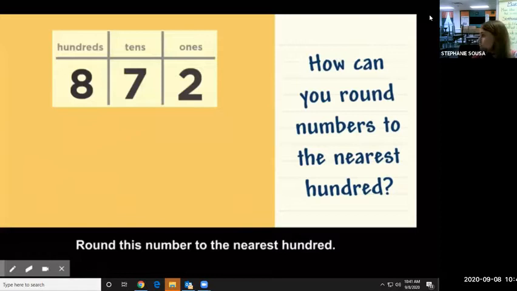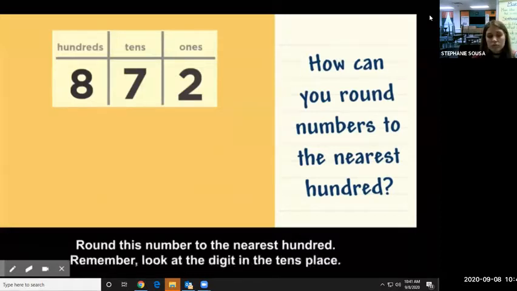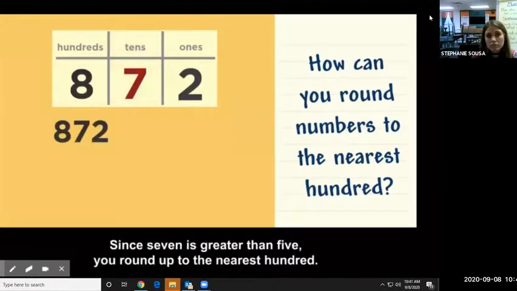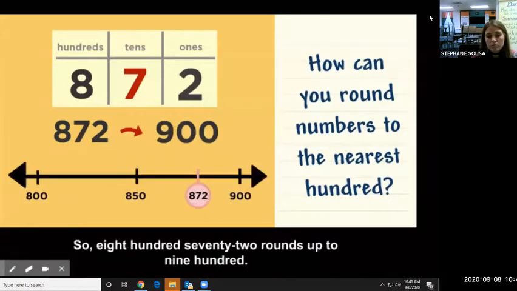Round this number to the nearest 100. Remember, look at the digit in the tens place. Since 7 is greater than 5, you round up to the nearest 100. So 872 rounds up to 900.